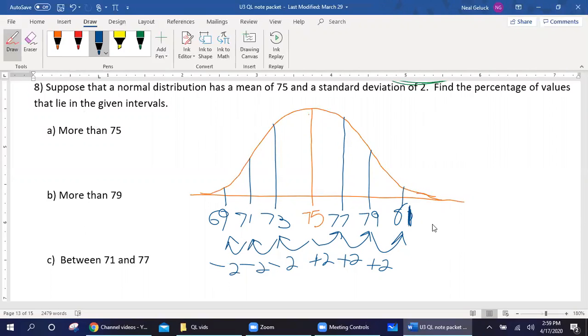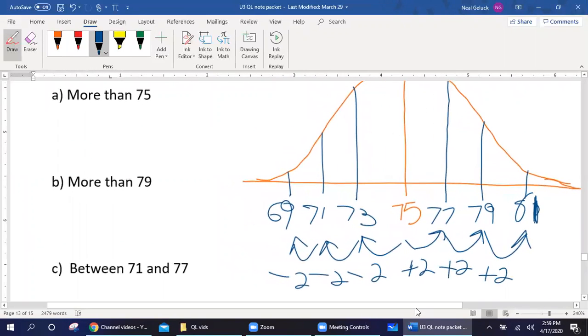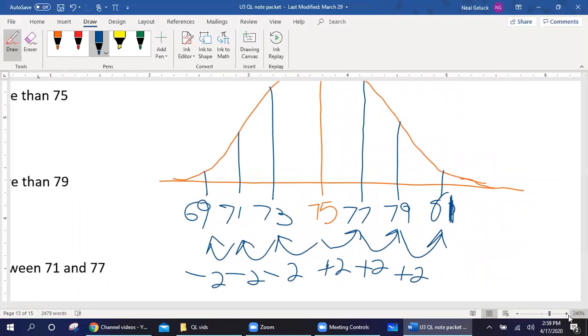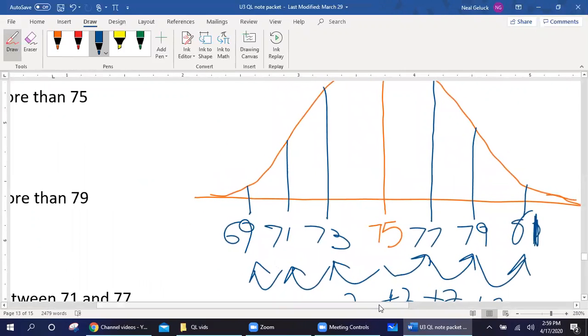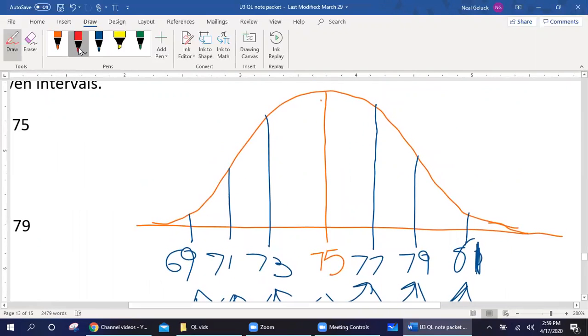I think the easiest thing to do from here is to fill those percentages in. I'm going to zoom in so I can actually write them a little bit better, that we just talked about. So I know 34% is within 1 standard deviation each way for a total of 68.